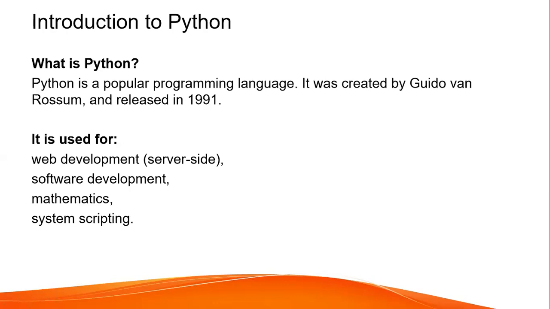As we are talking right now, one of the things I want us to understand is that technology evolves, and so do our languages. So web development, software development, mathematics, systems, these are just samples, these are parts. That is not all. There is more to Python.